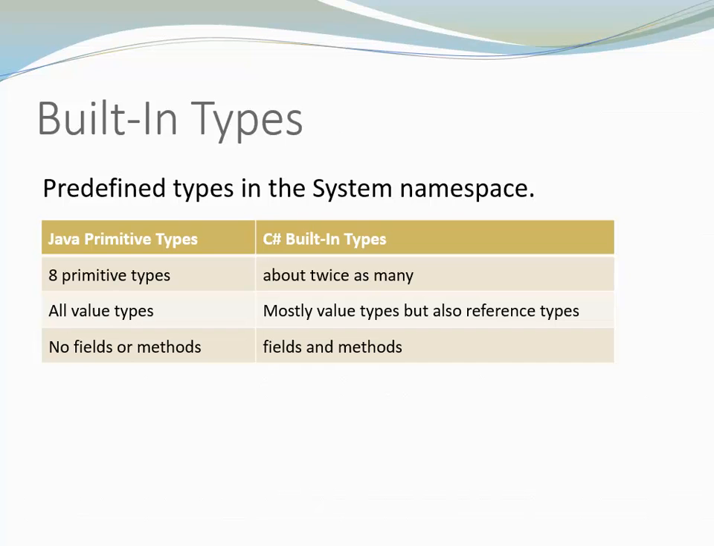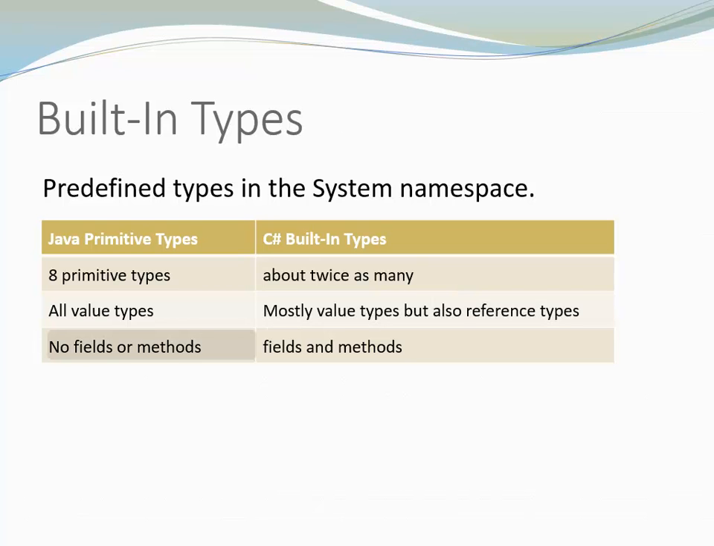Let's have a look at some types. C# has a number of predefined types in the system namespace that are also known as built-in types. On first sight, they might seem like C#'s counterpart to Java's primitive types. However, there are some differences that are worth mentioning. Java has 8 primitive types. C# has about twice as many built-in types. All primitive types are value types. Most of the built-in types are value types, but there are reference types too.